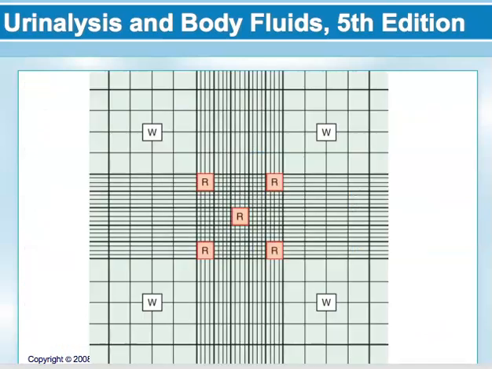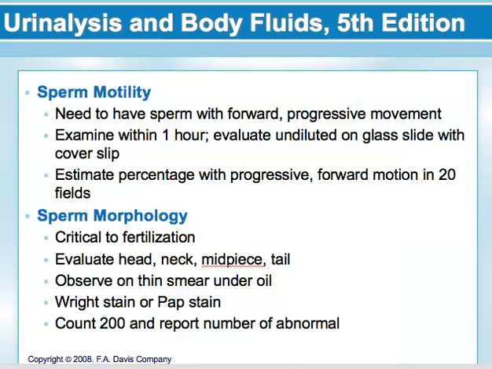Okay, and then here is again a picture of what you're looking at when you're looking down into the microscope at the hemocytometer. And for the sperm count, you're counting those 4 corner and 1 center square of the red cell counting chamber.